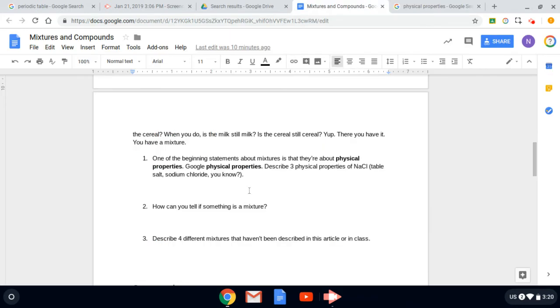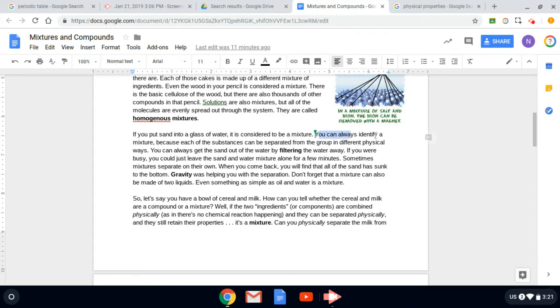How can you tell if something is a mixture? You can always identify a mixture because each of the substances can be separated from the group in different physical ways. For example, filtration. Filtration is a physical process. If you have some water and some sand in it, and it's all murky, you can filter out the sand from the water using a filter. It's a physical process. You physically separate the two.